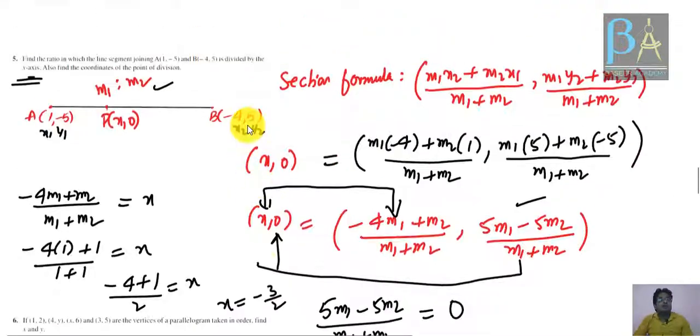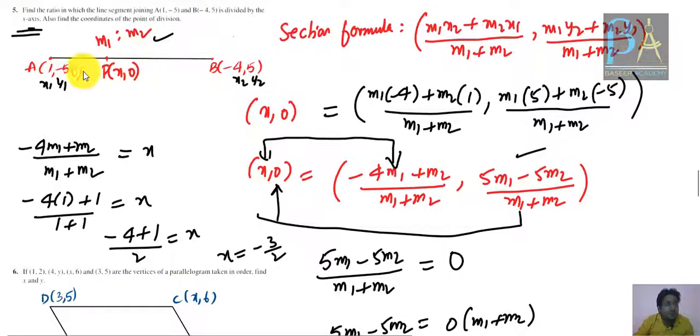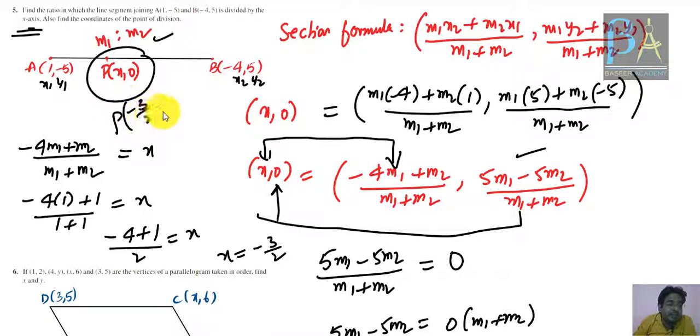So the point on the x-axis, which divides the join of the points 1 comma minus 5 and minus 4 comma 5, is going to be minus 3 by 2 comma 0. Previously I took the point on x-axis as x comma 0. Now I know the value of x, so in place of x let us write minus 3 by 2 comma, the 0 as it is. So the point on the x-axis which divides the line segment AB is minus 3 by 2 comma 0.